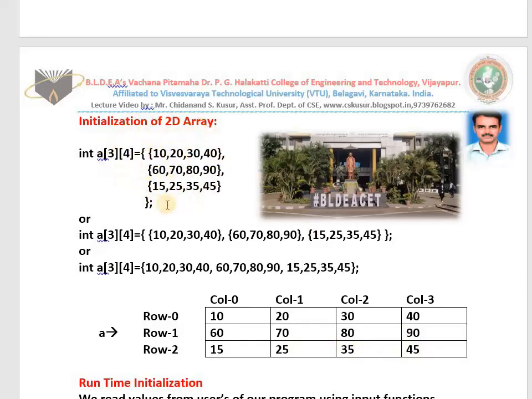You can type like this in a program, or you can type in a single line also. First set of values, comma, second set of values, comma, third set of values, no comma, and semicolon. Both are valid. Or you can type continuously without the sets inside the curly brackets, like this. This is also valid. How many ways are there? First, second, third. Whichever is comfortable for you, that way you can use while writing programs. I hope you have understood. This is what we call compile time initialization.